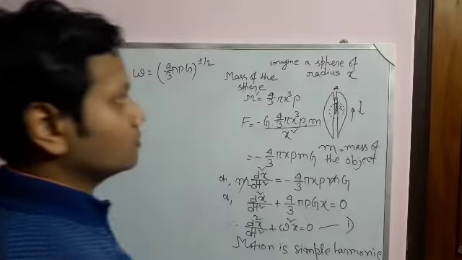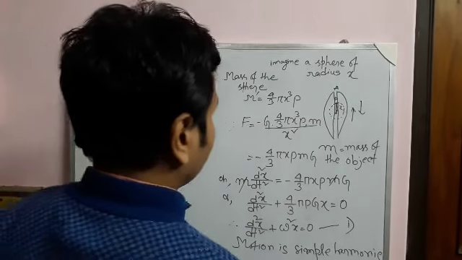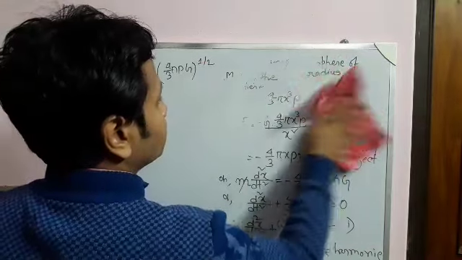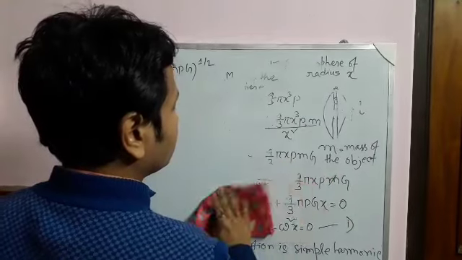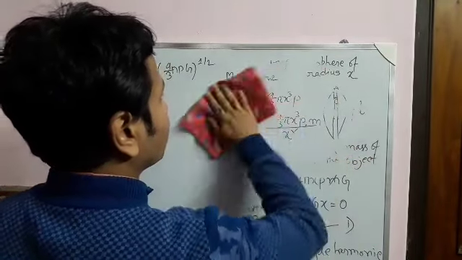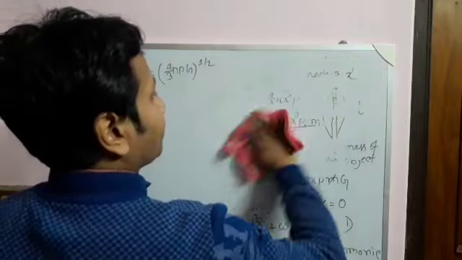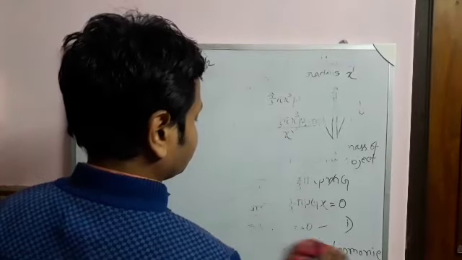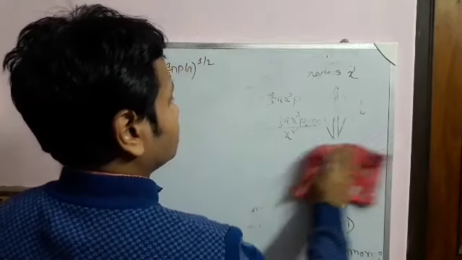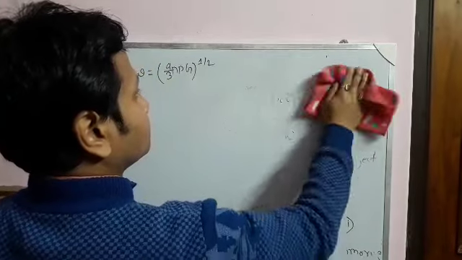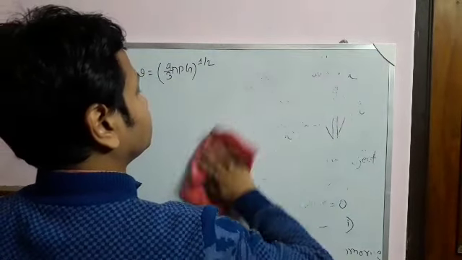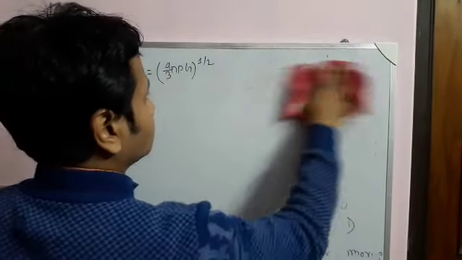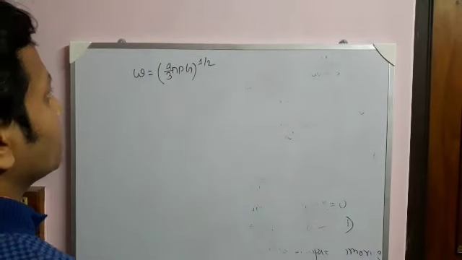So let us proceed further to find out the time period. Okay, so in order to find out the time period, we must know omega. So we find omega as 4/3 pi rho G to the power half.